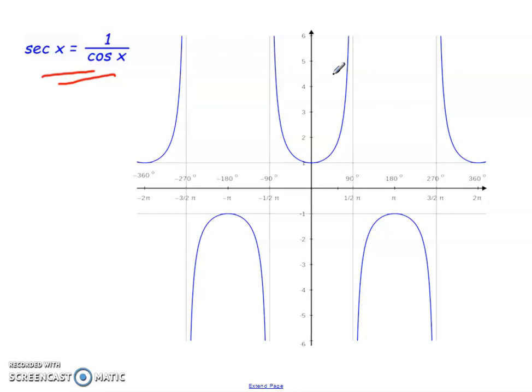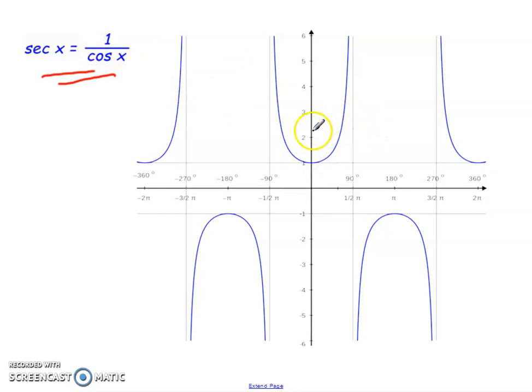What we also notice is that we've got horizontal asymptotes at negative 1 and 1. The reason being, these occur every single pi. So we've got 0, pi, 2 pi, 3 pi, etc. At pi, cos pi is equal to negative 1, which means that this will essentially be 1 over 1, which will be the equivalent of 1.